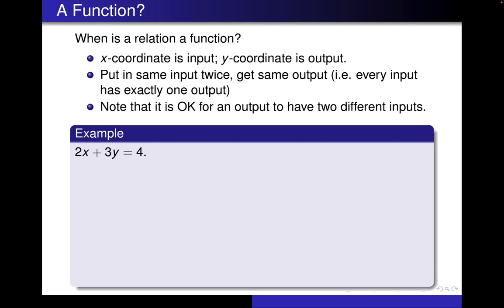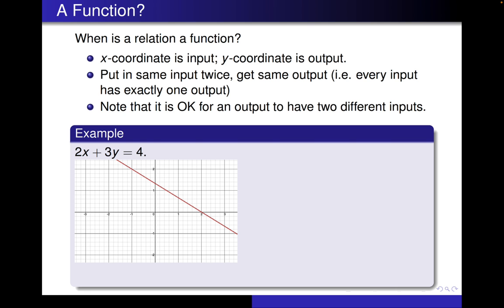Here's another example of a relation. Again, we're looking at all points where when we multiply the x coordinate by 2 and the y coordinate by 3 and add those together, we get 4. Now, if we look at the graph, we don't have the same issues that we had with the circle, where we put in an x coordinate and get two different possible y coordinates, two different possible outputs. And so that means it looks like a function. But the question is, how could we prove that? How could we justify that this is actually a function?